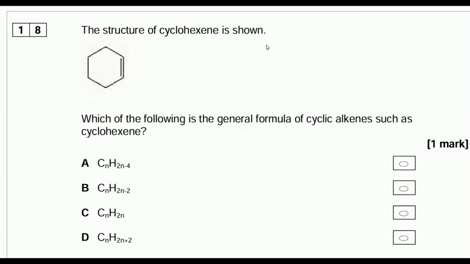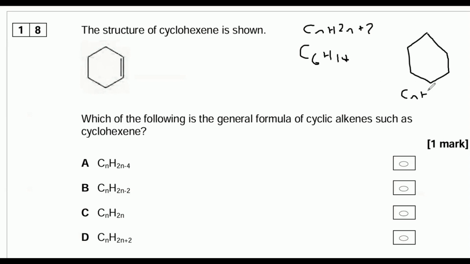Okay, the structure of cyclohexene is shown. Which of the following is the general formula of cyclic alkenes such as cyclohexene? So first of all, you know the formula for alkanes is CnH2n plus 2, right? So hexane would be C6H14. Now, what about for cyclohexane? Well, cyclohexane has 2 less hydrogens, so it's just CnH2n.